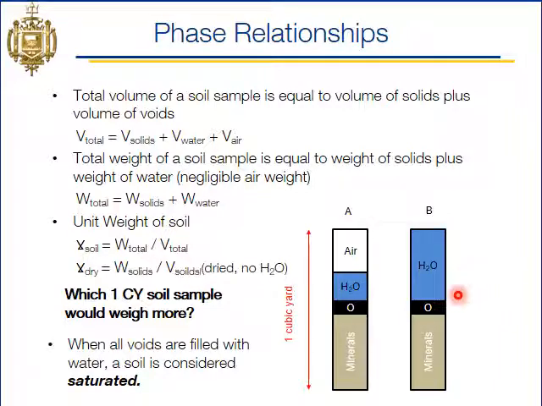Of note here, if all the voids in a soil are filled with water, we call that soil saturated. So soil B is saturated. It can't gain any more weight from water because all the voids are already filled with water. So that is as heavy as soil B can get, and the highest that the unit weight for a soil can get.